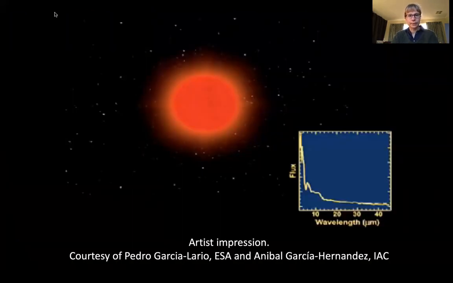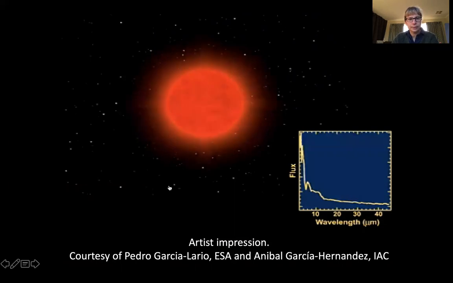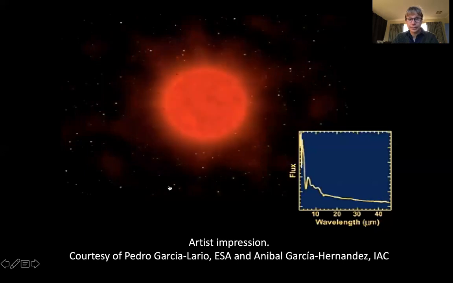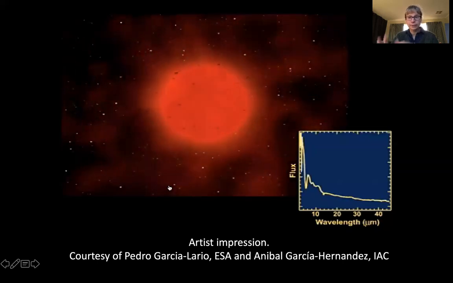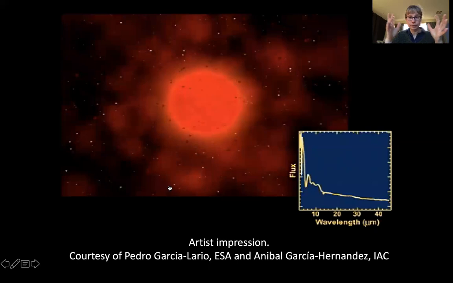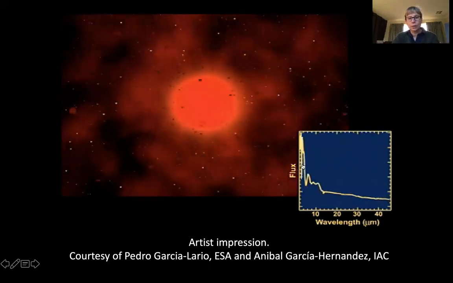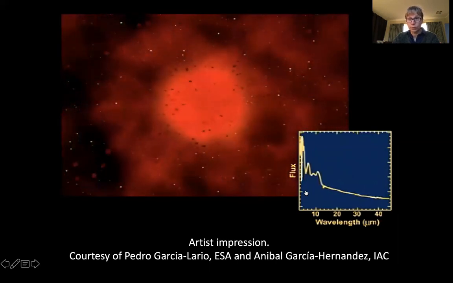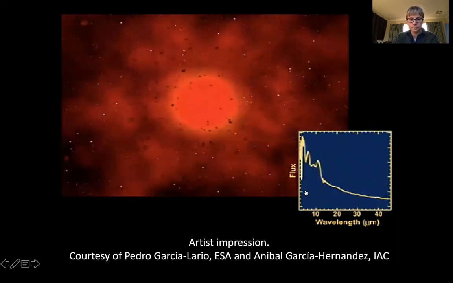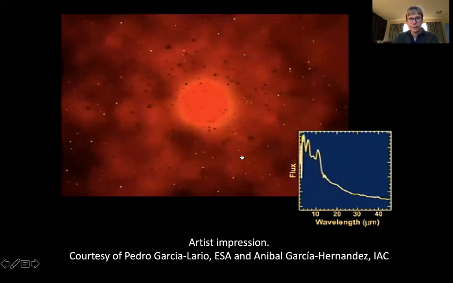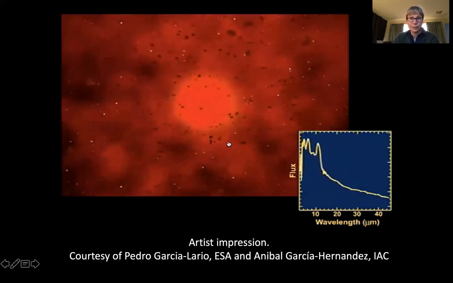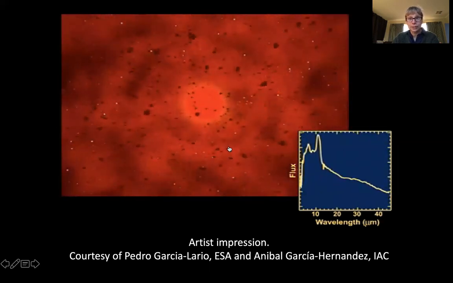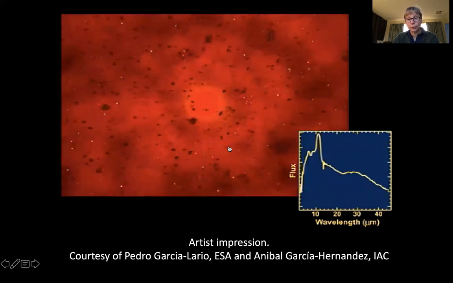I quite like this movie. Let's just see if I can play it. This shows the radial pulsations that we see. All AGB stars experience these large-scale radial pulsations with periods of about a few hundred days. The little inset shows where most of the light is emitted from these stars. And you see that as the stars become dustier, as they are losing more mass, the peak wavelength moves from the infrared into the mid-infrared and eventually all the way through to the far infrared.